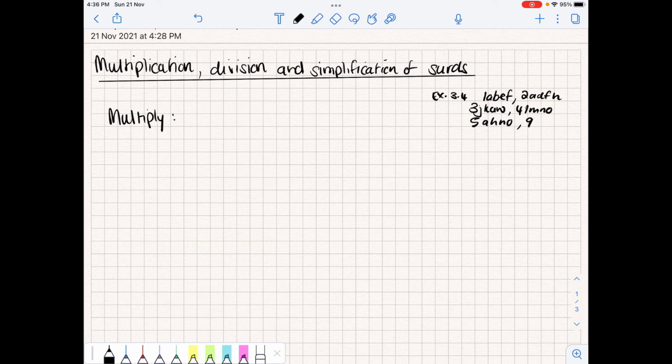All right, so today we're going to look at multiplication, division, and simplification of surds. So let's start with the multiplication rule of surds.